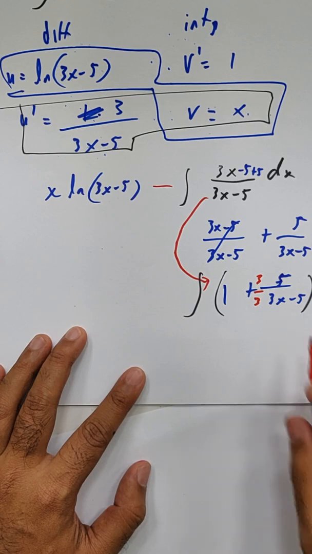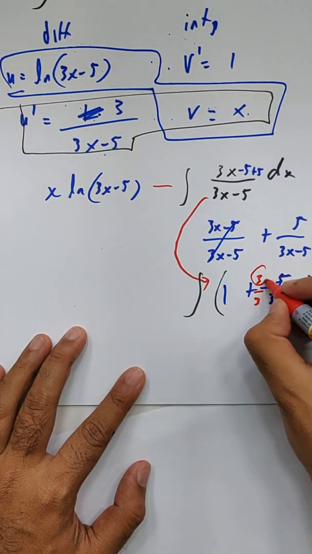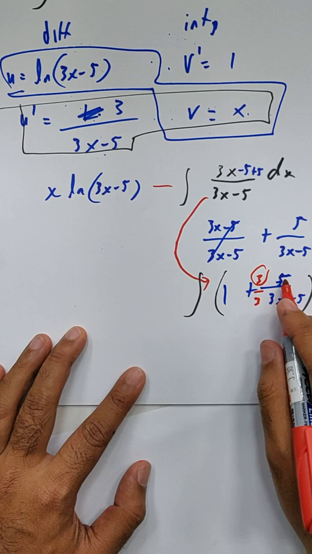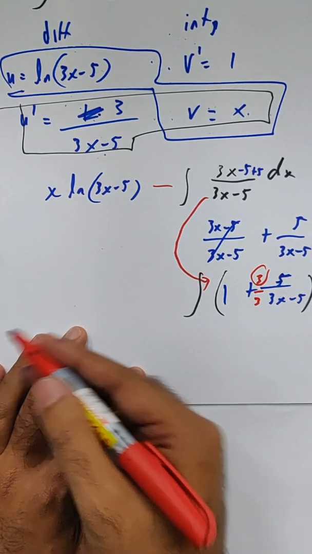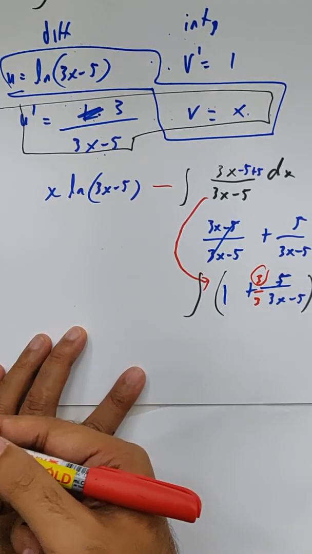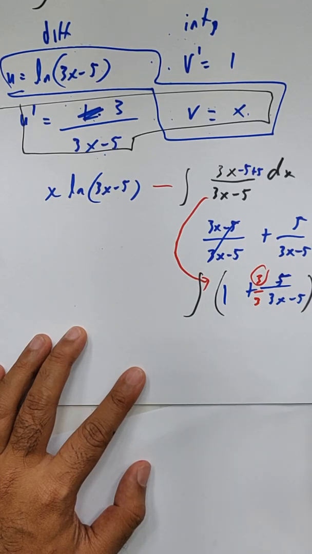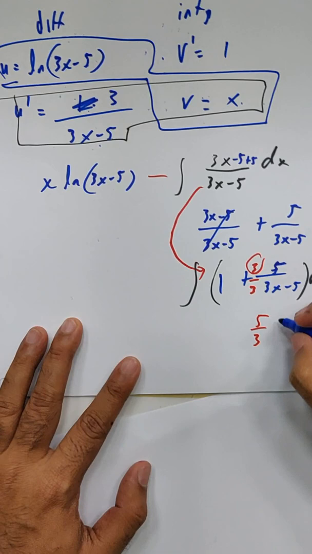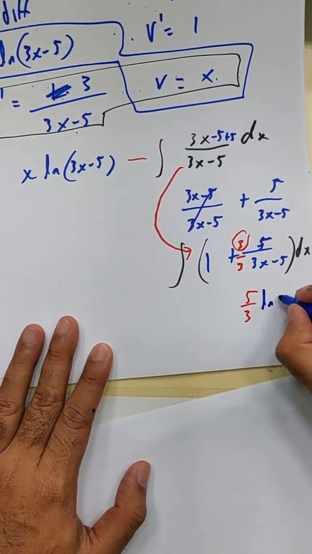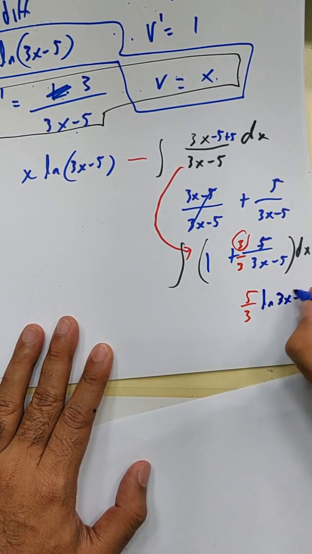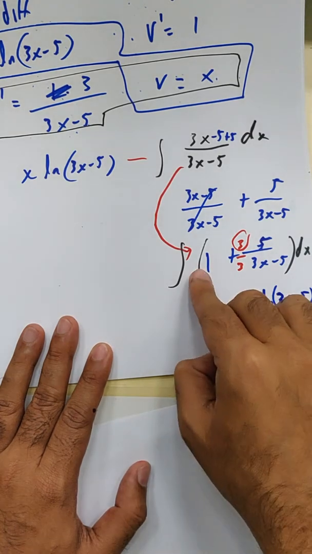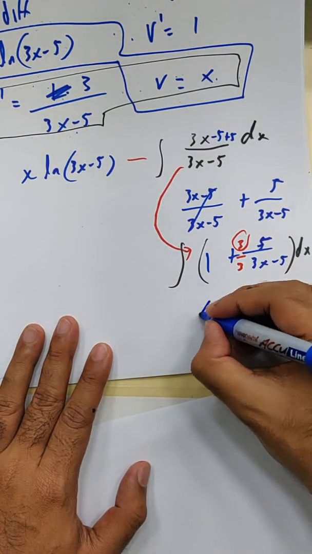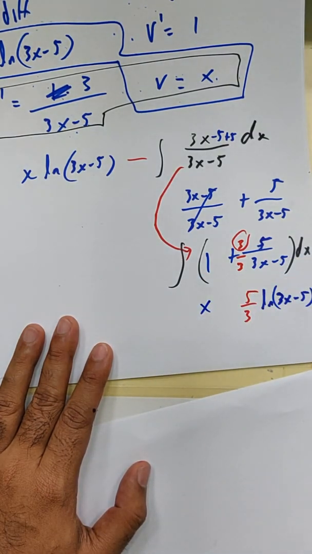Which 3 are you going to use? The up one or down? Up is the one that you want to use, okay? What should happen to the 5? You can take it out. This 3, you can take it out. So you got yourself over here 5 over 3. This is a bit fast. Advanced already. ln of 3x minus 5. Integrate 1, x. Are you okay?